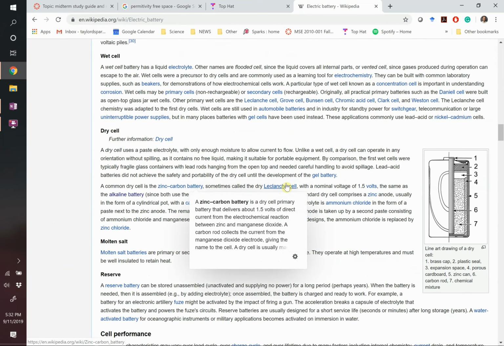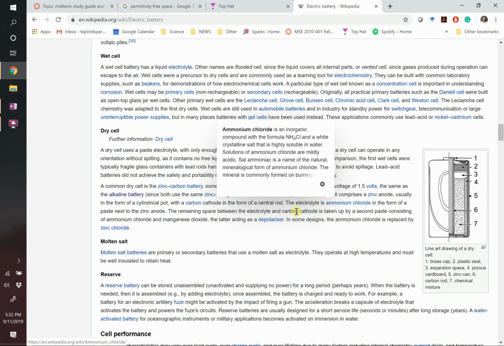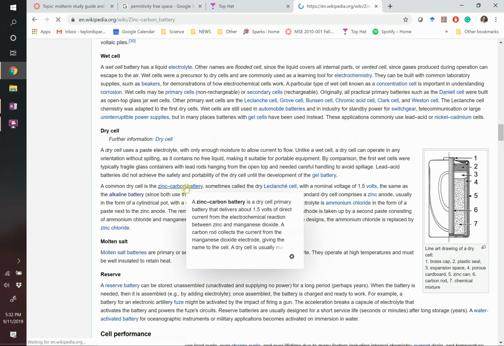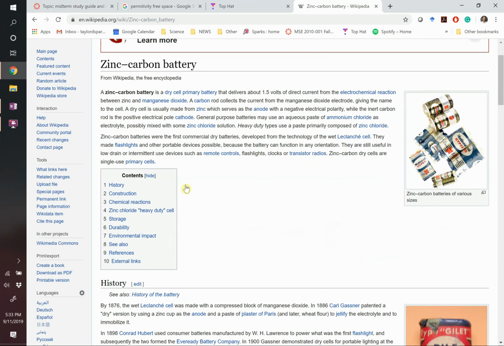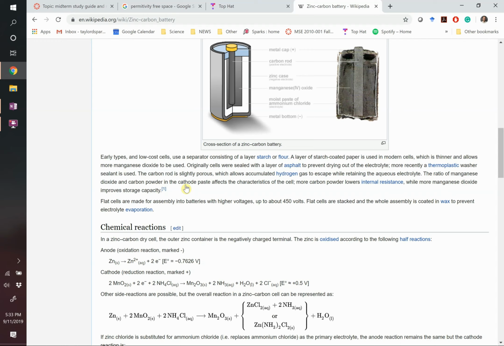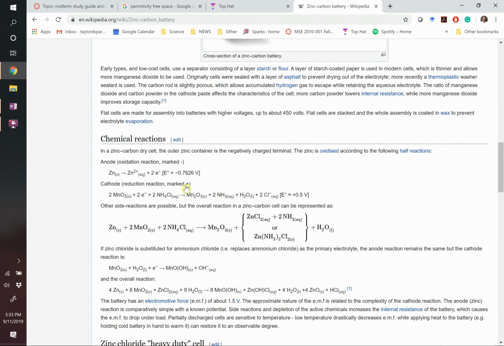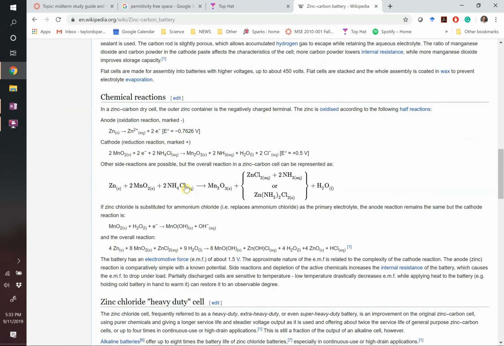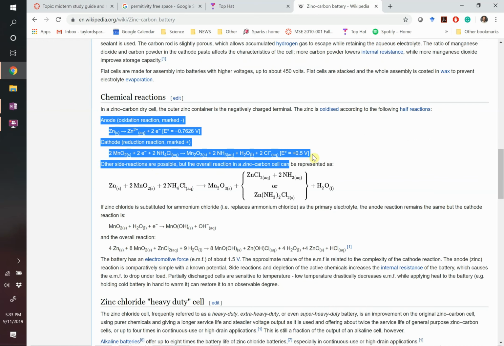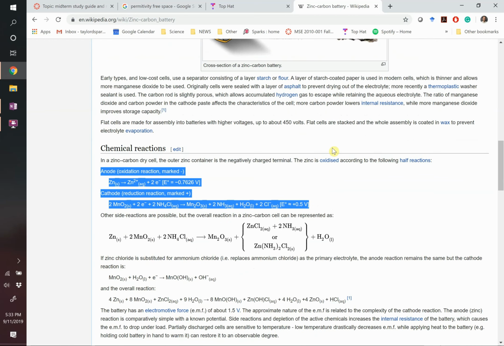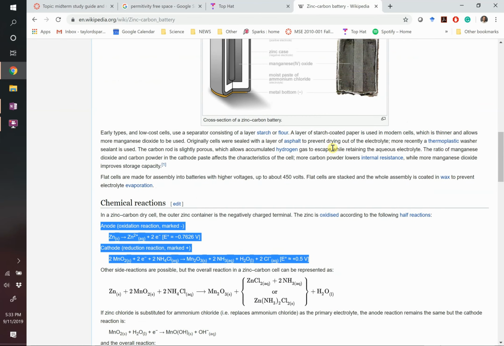Zinc manganese, zinc carbon. Let's do zinc carbon. A zinc carbon battery. If it's a battery, then it's got to have... Okay, here we go. So they've already broken it up into anode and cathode for us, right? Those are our two half-cell reactions. If we combine those together, that will give us the entire reaction.